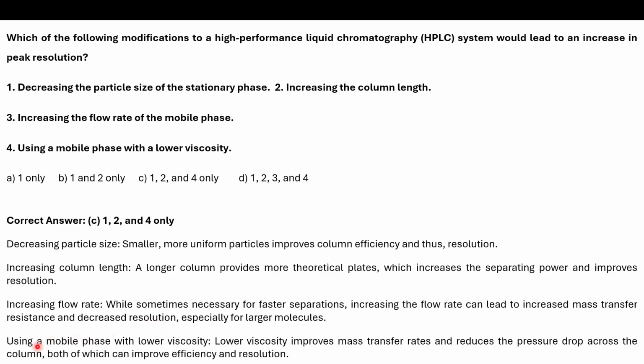Also, using a mobile phase with a lower viscosity will improve mass transfer rates and reduce the pressure drop across the column. Both of these will eventually lead to improved efficiency and resolution. So the correct combinations will be 1, 2, and 4. Increasing flow rate actually hampers the resolution.